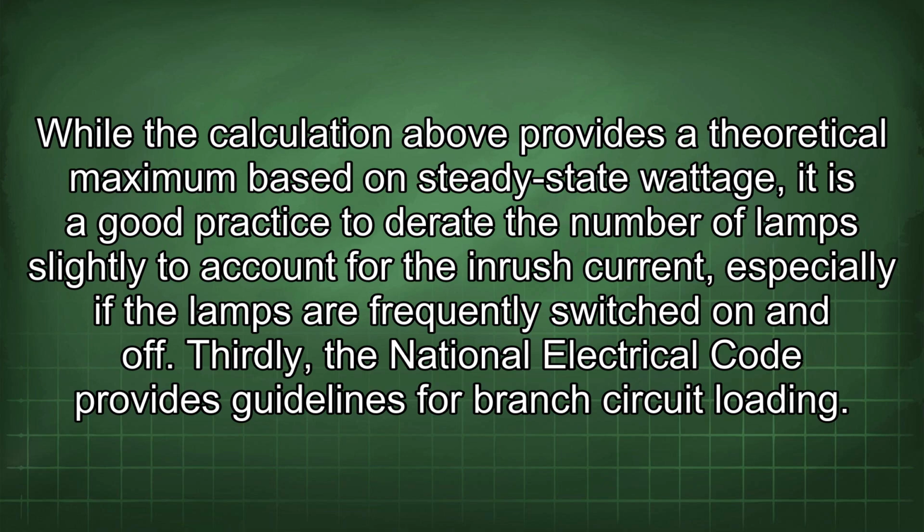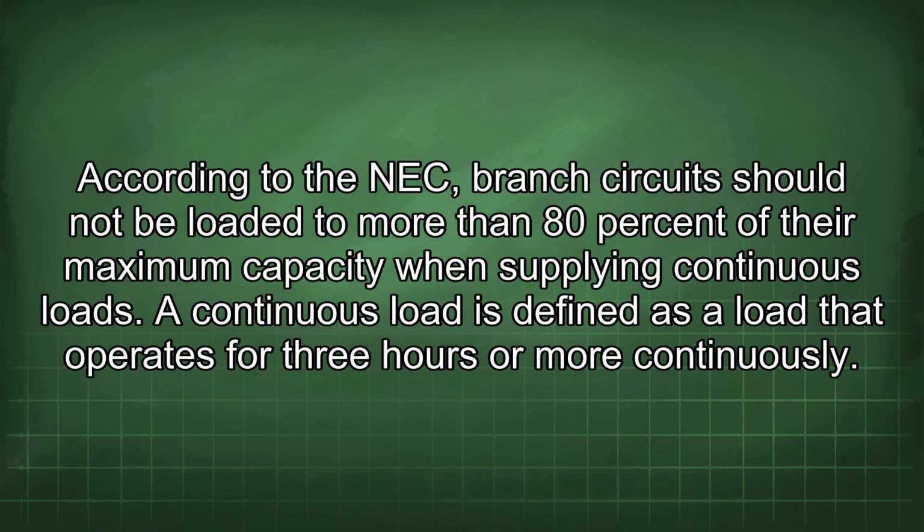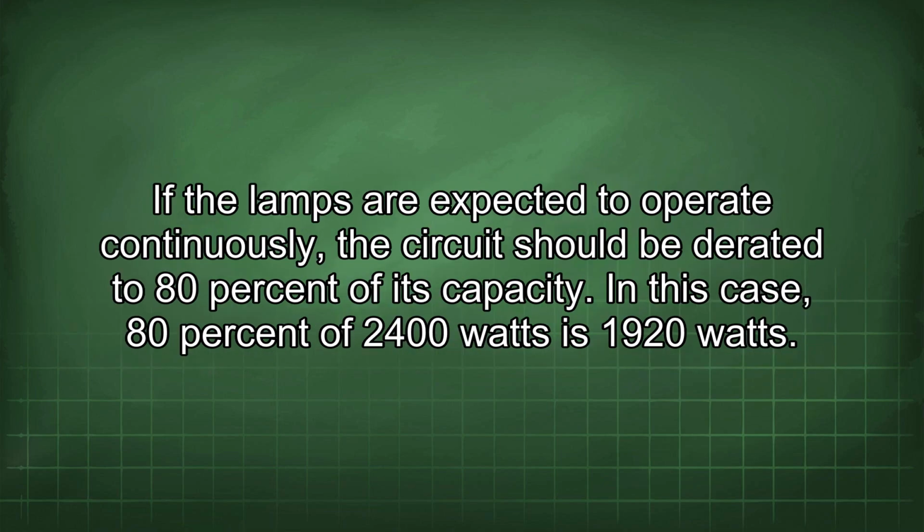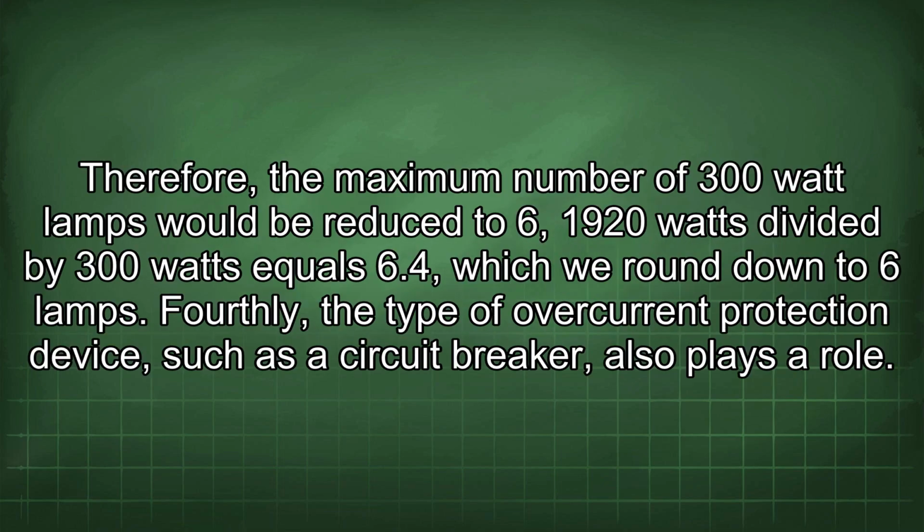Thirdly, the National Electrical Code provides guidelines for branch circuit loading. According to the NEC, branch circuits should not be loaded to more than 80% of their maximum capacity when supplying continuous loads. A continuous load is defined as a load that operates for 3 hours or more continuously. If the lamps are expected to operate continuously, the circuit should be derated to 80% of its capacity. In this case, 80% of 2400 watts is 1920 watts. Therefore, the maximum number of 300-watt lamps would be reduced to 6. 1920 watts divided by 300 watts equals 6.4, which we round down to 6 lamps.